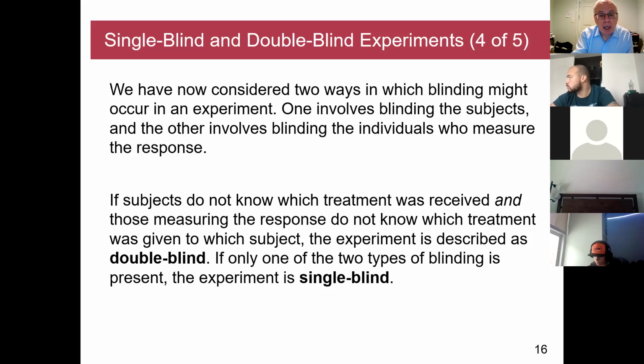Okay. So single blinded means what? It means either the participant is blinded or the person administering the treatment is blinded, but not both. That's called single blind experiment. And when both are blinded, it's called double blind. And if neither one is blinded, there's no term for that. All right? Just no blinding involved in the experiment.